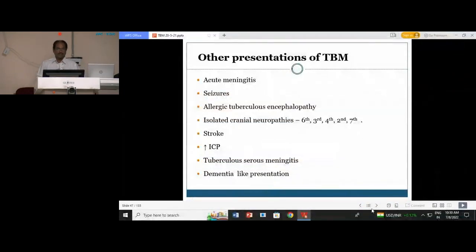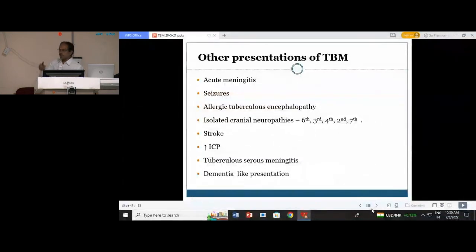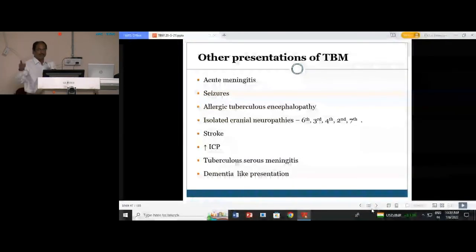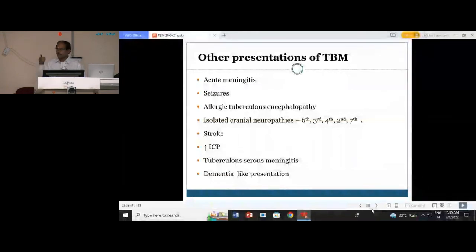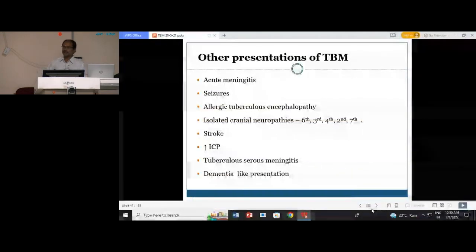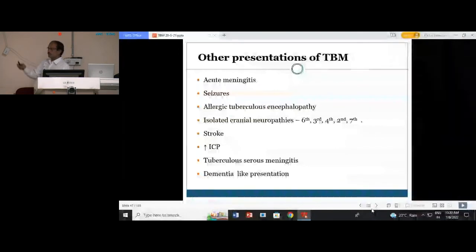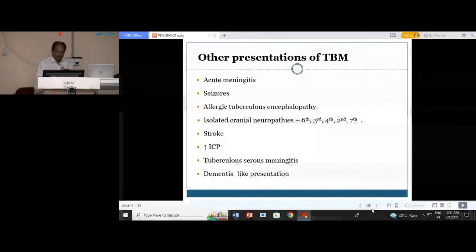And they can present only with seizures, or tuberculous encephalopathy. I told you already, they can present with only cranial nerve palsy, sixth nerve palsy, third nerve palsy, blindness, seventh nerve palsy. They can present with single or multiple cranial nerve palsies. They can present like a stroke, with hemiparesis. They can present with raised ICT, like headache, vomiting, altered sensorium, papilledema, raised ICP, tuberculous serous meningitis, which we have discussed already, and neurocognitive impairment. Nowadays we see TBM patients, subacute to chronic, presenting with major or minor neurocognitive impairment.